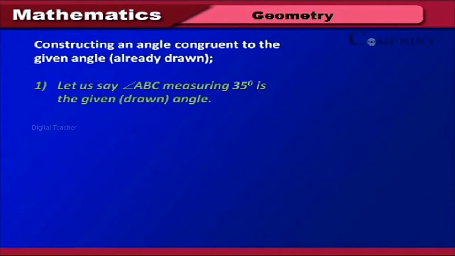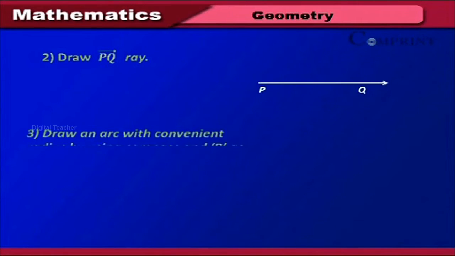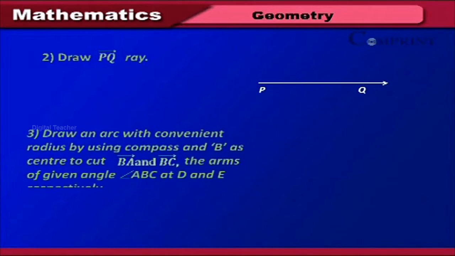Constructing an angle congruent to the given angle. Let us examine the construction of the given angle, for angle 35 degrees, with the help of compass. Let us say angle ABC measuring 35 degrees is the given angle. 2. Draw PQ ray. 3. Draw an arc with convenient radius by using compass and B as center to cut BA ray and BC ray, the arms of given angle, angle ABC, at D and E respectively.